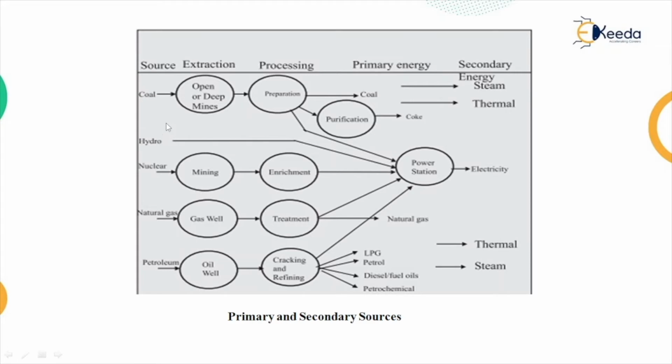So these are the sources which are called primary sources, which are obtained from nature, and these sources are called secondary sources, which are derived from the primary sources.